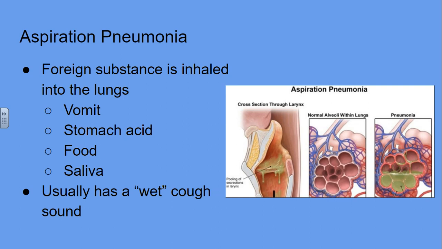Aspiration pneumonia is when you have a foreign substance that's inhaled into the lungs, like vomit, stomach acid, food, or saliva. Usually there's a wet cough sound when they're coughing. You can kind of hear that achy, wet cough sound.